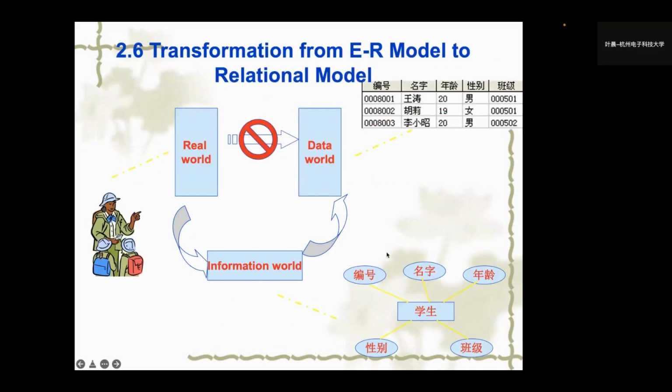Then let's come to the next part: how to transform the ER model to the relational model we have just learned. We have just introduced the process: from the real world, we abstract the information into the information world. In this step, we obtain the ER model, and then we need to transform the ER model to the data model, the relational model, which is used in the computer world.